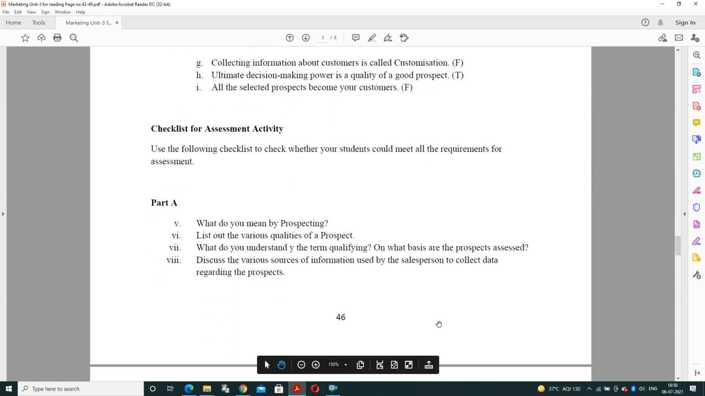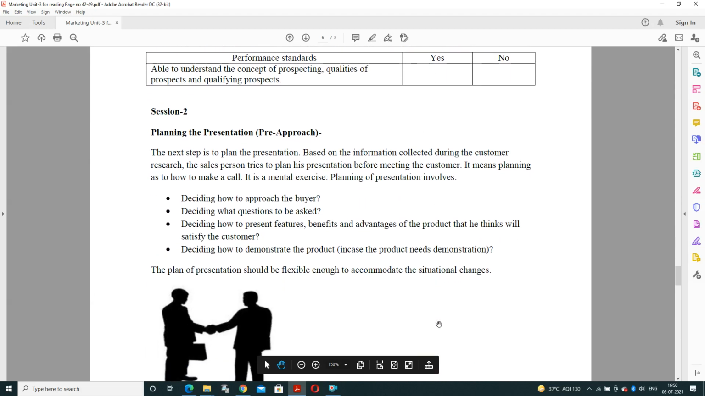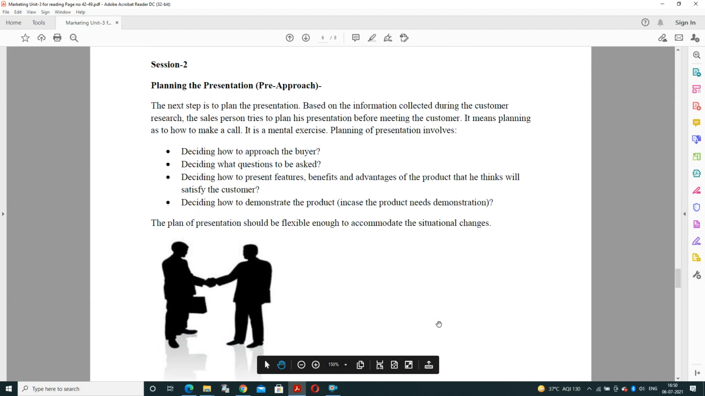Now we are moving to session 2. Session 2 is related to planning the presentation. When a salesperson has prepared the plan and has decided that a person can buy your company product, that is known as prospecting. After prospecting, the next step is pre-approach or planning the presentation, how to motivate the customer more by presenting the product. So the next step is to plan the presentation based on the information collected during the customer research.